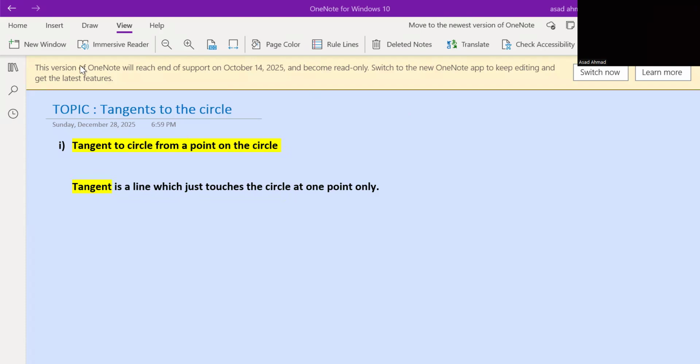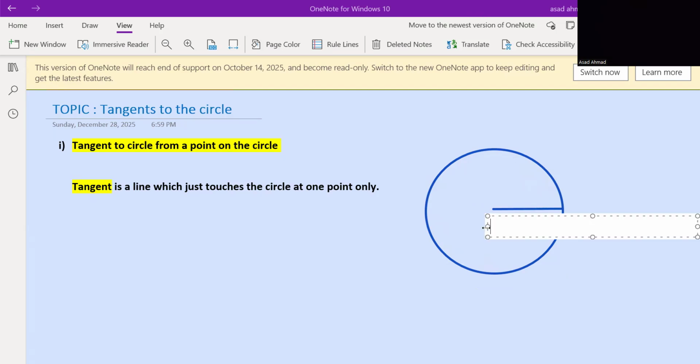So let's start with the drawing. For example, you need to first draw a circle of, for example, radius 3 centimeter or 4 centimeter, and then we will draw its radius from point O, let's suppose, to point P. So O to P will be the radius. So we will draw the tangent. The point P is lying on the circumference of the circle. So we will draw the tangent at point P only.